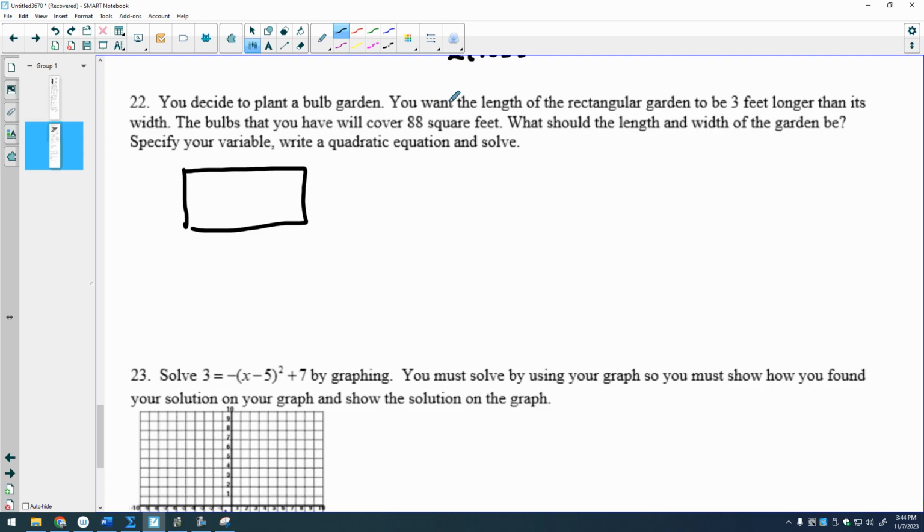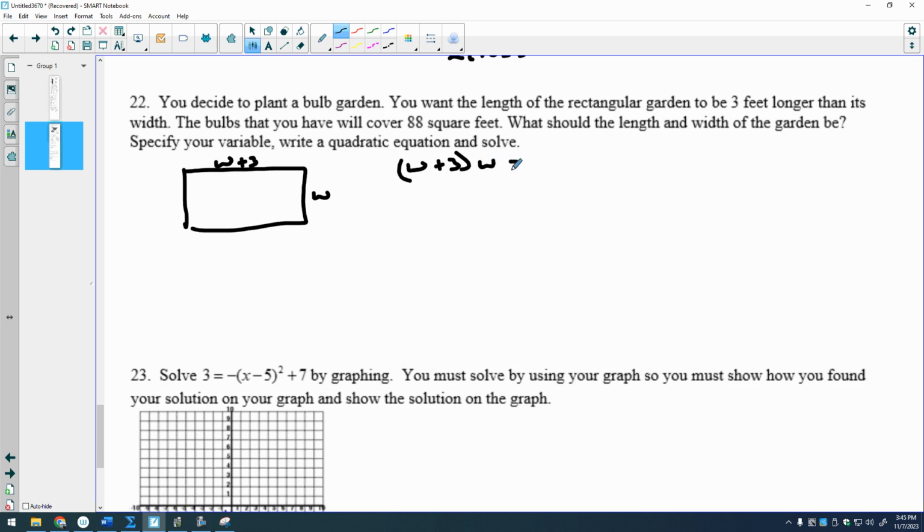So we decided to plant a garden. It's a rectangular garden, and the length is 3 feet longer than its width. So I'm going to call this the length. I'll call this the width, and my length is 3 feet more than the width. So W plus 3. The area is 88.